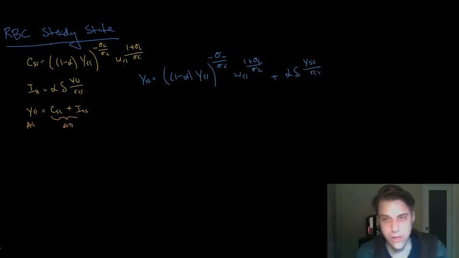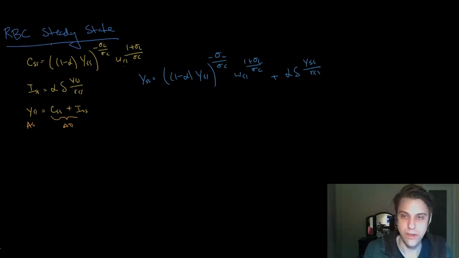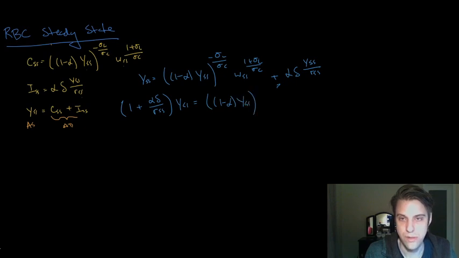Okay, so our job is to gather all of the Y_SS together. So the first thing we need to do is get rid of this plus. So let's bring this over to the left and then factor out Y_SS. So we'll have (1 plus alpha delta over R_SS) Y_SS equals (1 minus alpha) Y_SS to the minus sigma_L over sigma_C, W_SS to the 1 plus sigma_L over sigma_C.